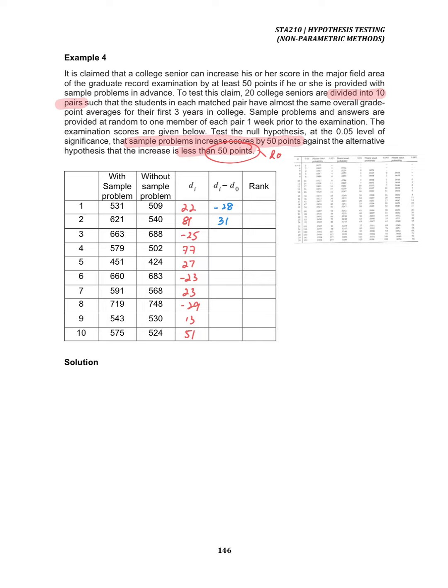Okay, and then negative 75, 27, negative 23, negative 73, negative 27, negative 79, negative 37, and lastly is 1. Okay, now what should you do? You have to rank this one, di minus D naught, from smallest to the largest by ignoring the negative sign.